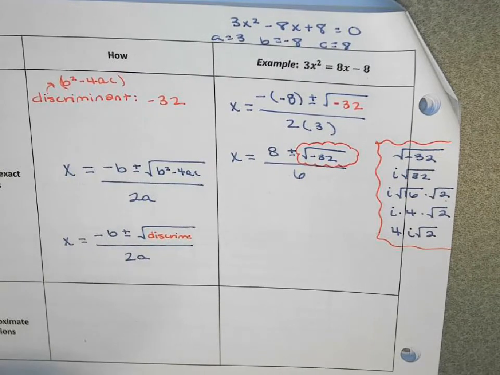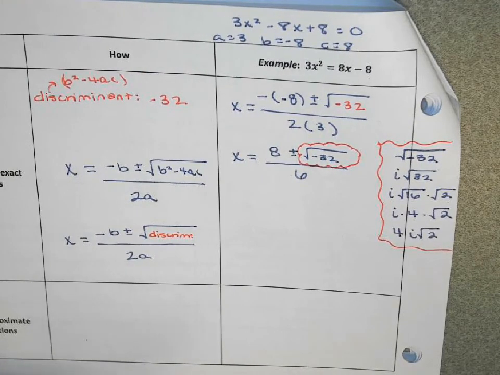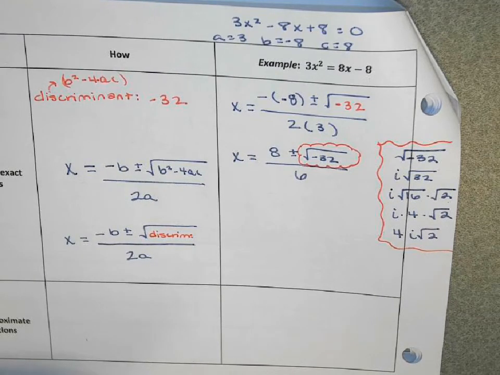Yes? What happens if you get like an odd number square root thing? What do you mean an odd number square root thing? Am I supposed to like simplify that?